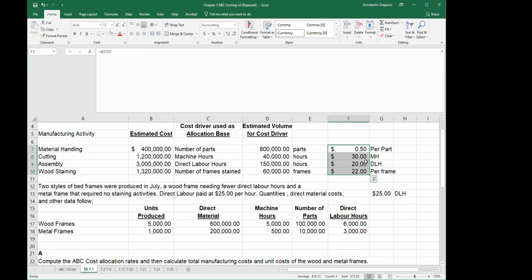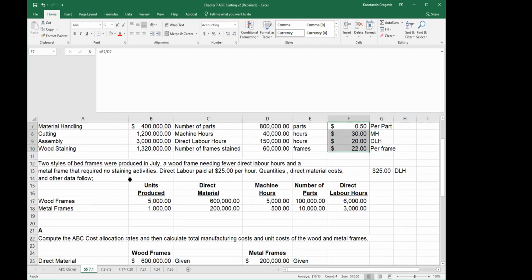So let's move on. Now you've got the rates. You're halfway there. Two styles of bed frames are produced in July: a wood frame needing fewer direct labor hours and a metal frame that required no staining activities. So metal frame, no staining. Remember that. Direct labor is paid at $25 per hour. I put that on the side, $25 per direct labor hour. Quantities, direct material costs, other data to follow.